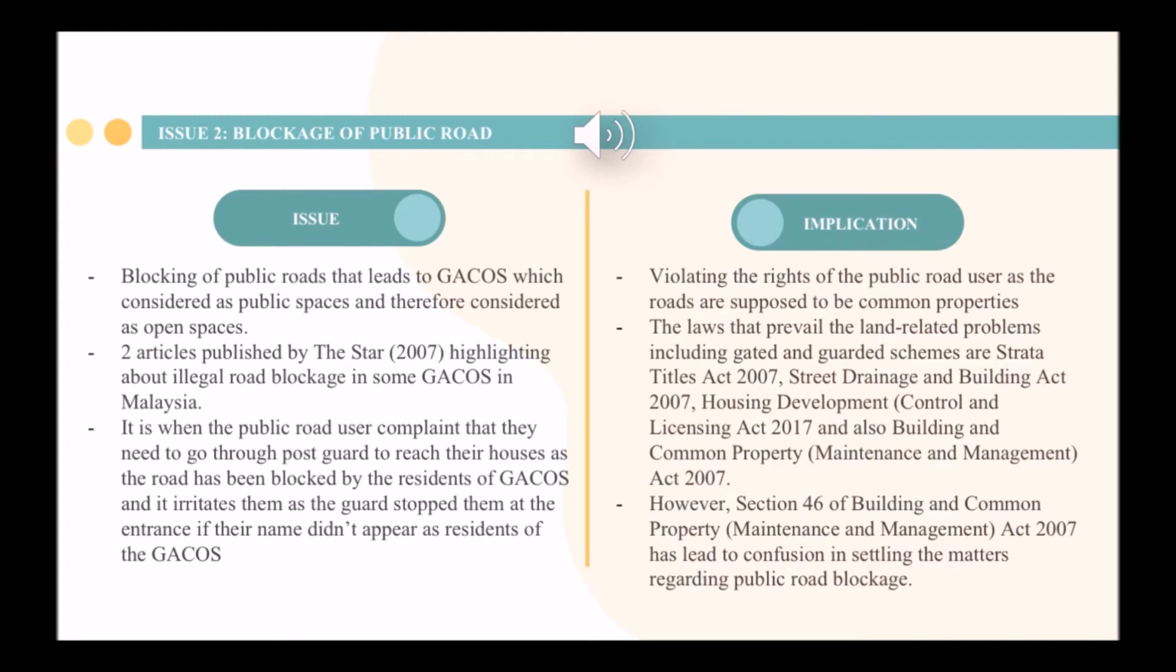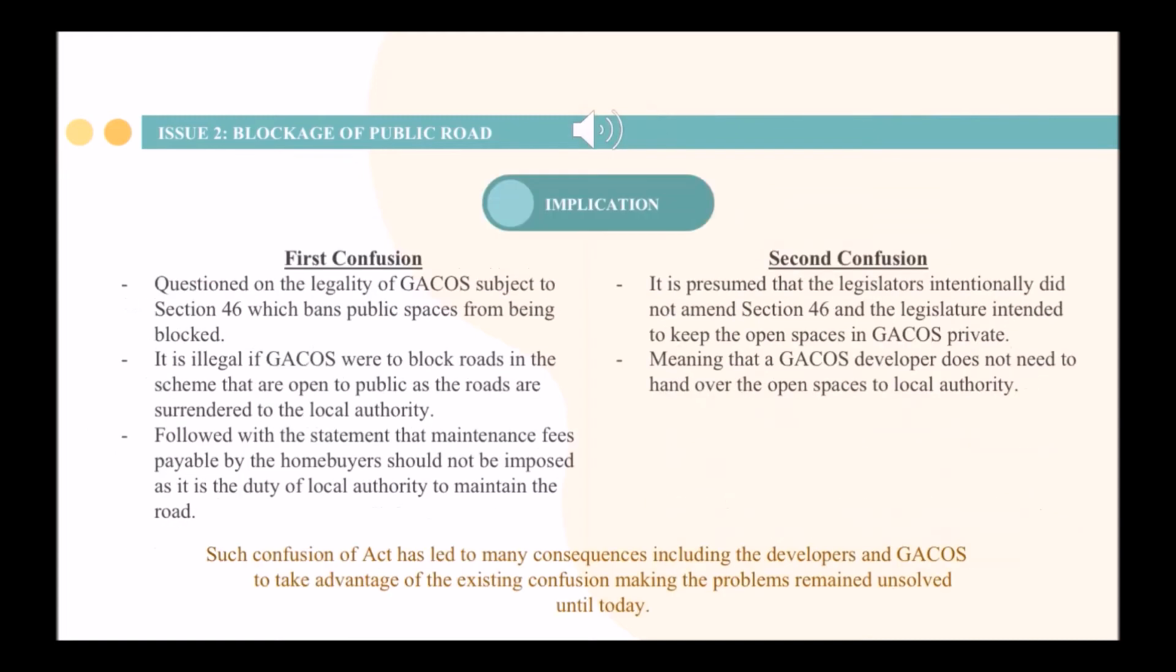So there are two points of confusion that need to be cleared out in order to resolve this problem. The first confusion questions the legality of the gated and guarded communities subject to Section 46, which bans public spaces from being blocked. It is actually illegal for gated and guarded communities to block roads in the scheme that are open to the public, as the roads are surrendered to the local authority.